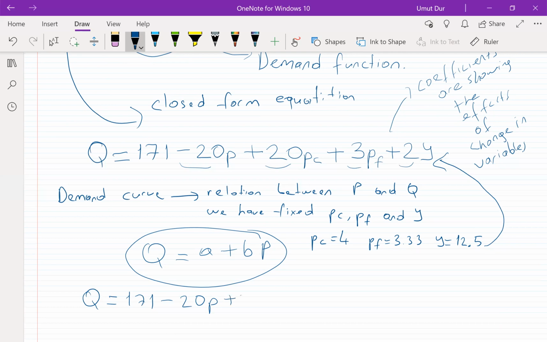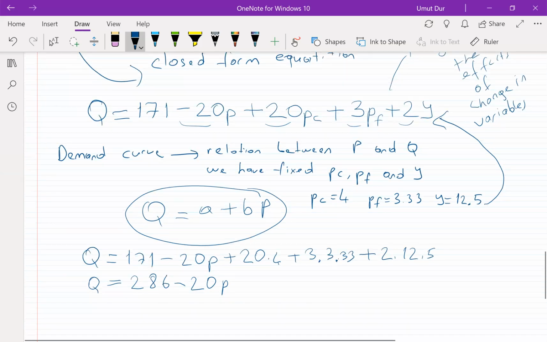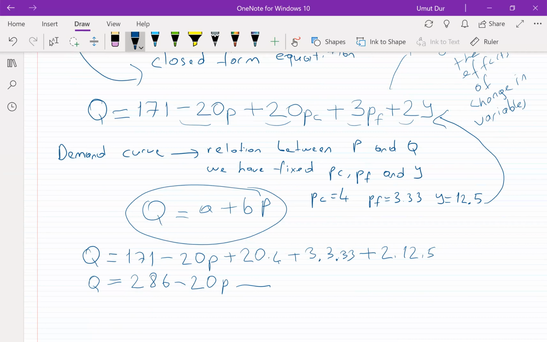Then plus 20 times 4 plus 3 times 3.33 plus 2 times 12.5. Okay, and if I do the math here, I will get the following demand equation. It is 286 minus 20p. So again, this is the demand equation at this level.